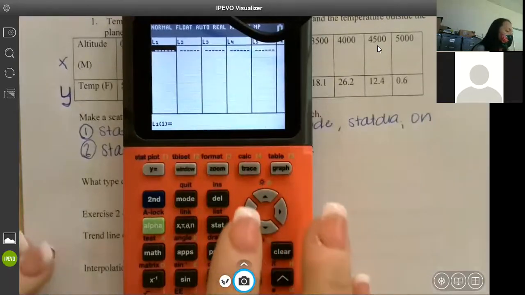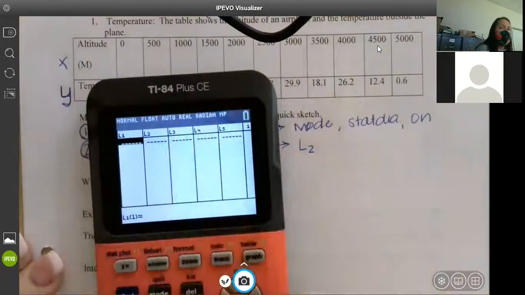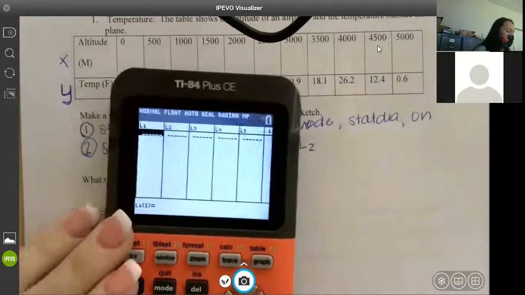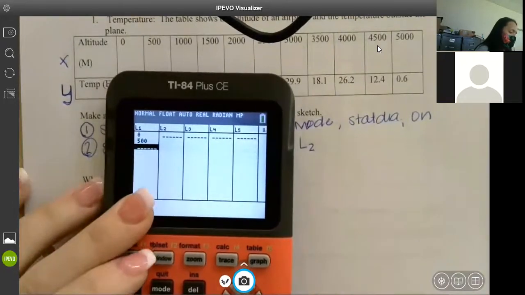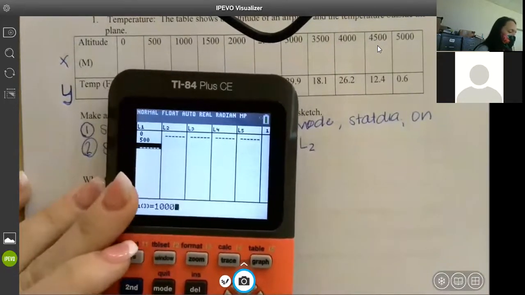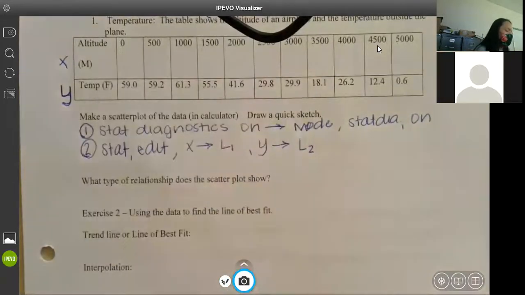In the first box, you're going to type all of your X's. So 0, hit enter. You're going to type in 500, hit enter. 1,000, I'm going to pick my calculator up so I can do it a little faster. 1,500, 2,000. Type them all in.